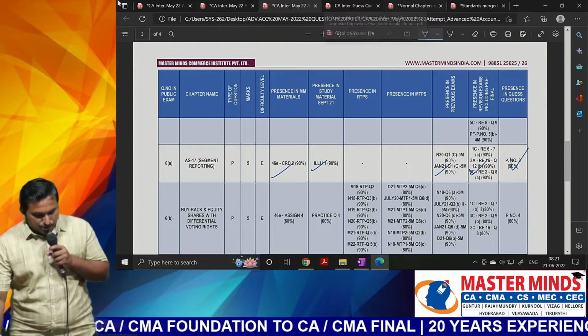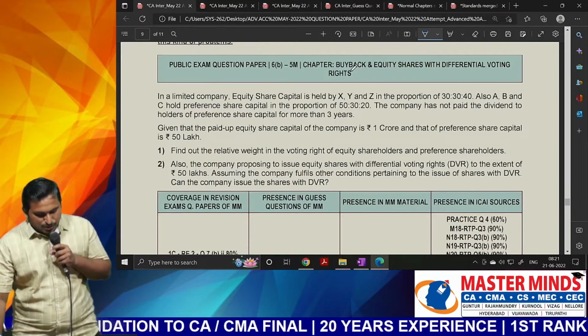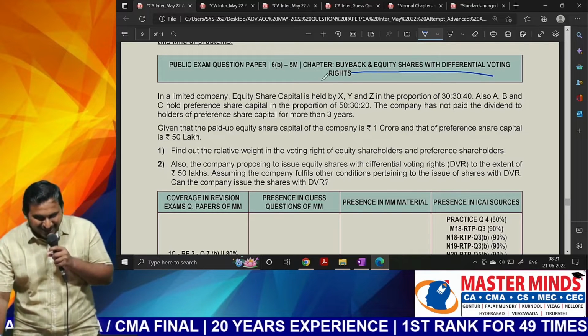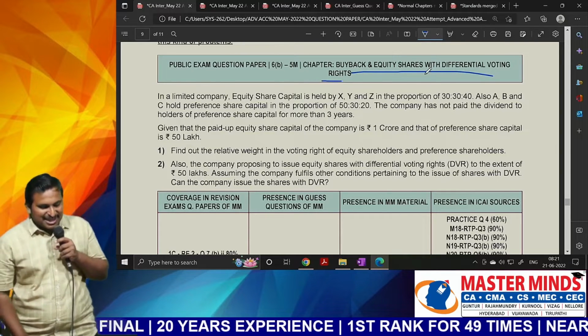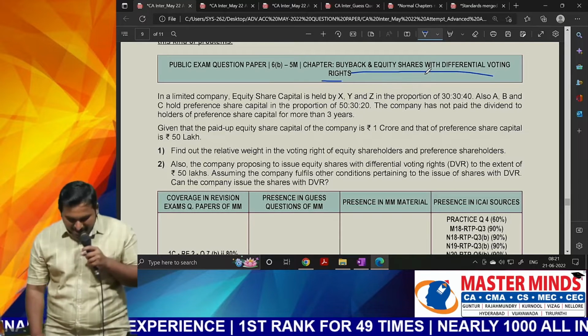Now let me proceed to the next question. Question number 6B. So it is based on what, sir? Buyback. Already on buyback you have got one question. Of course this is on equity shares with differential rights. This is on what? Equity shares with differential rights.